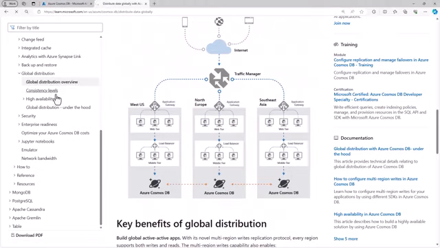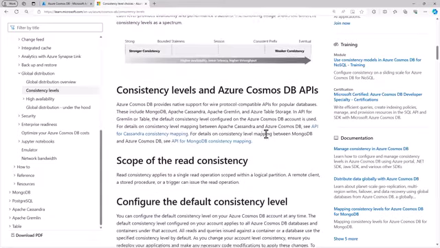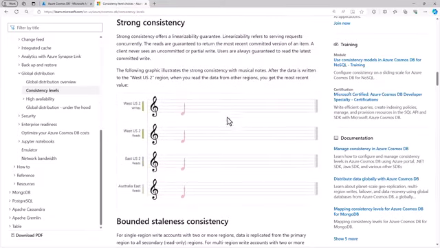Taking a look at the consistency levels, we talked about the 5 levels. Strong and eventual have been around for many years within the database world, and we're going to take a look at those 2 first, and then we're going to take a look at the new features of bounded staleness, session, and consistent prefix. Now, a traditional SQL deployment is typically deployed as a strong replication.